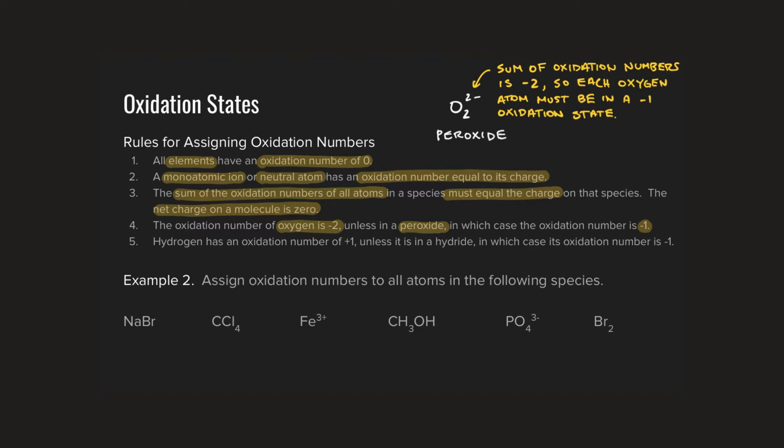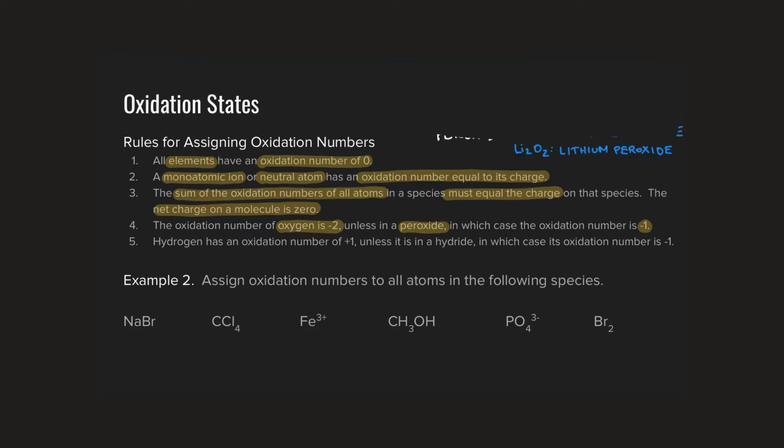Places to watch out for peroxides, they're almost always going to be encountered as a group 1 element plus oxygen in a 2-to-2 ratio. So hydrogen peroxide is H2O2, or lithium peroxide would be Li2O2. So watch out for those peroxides. They will show up frequently in redox problems.